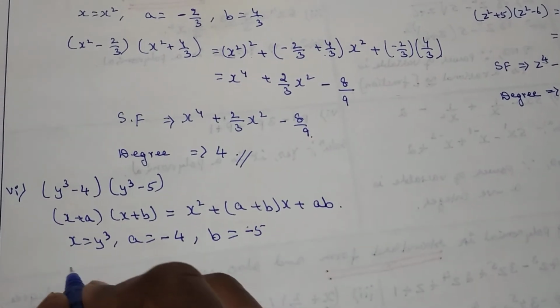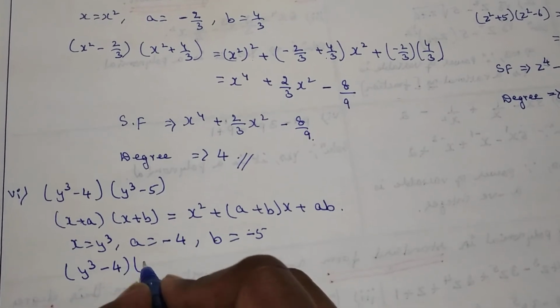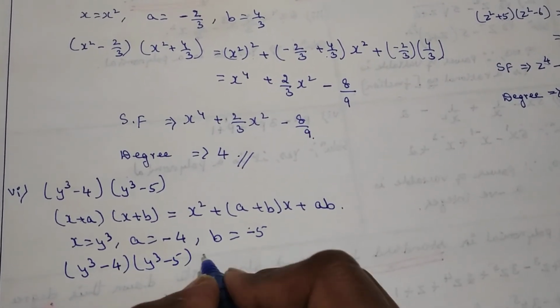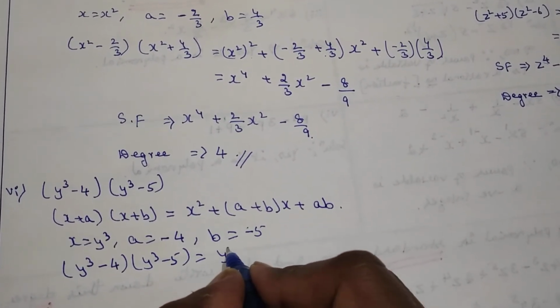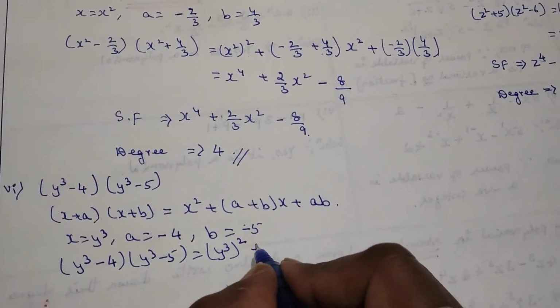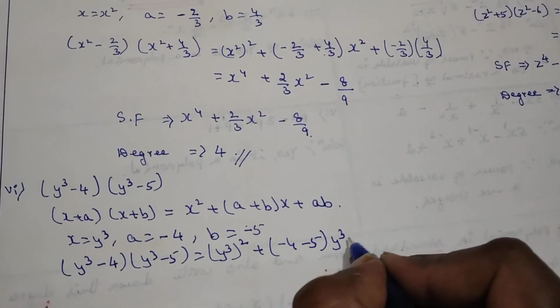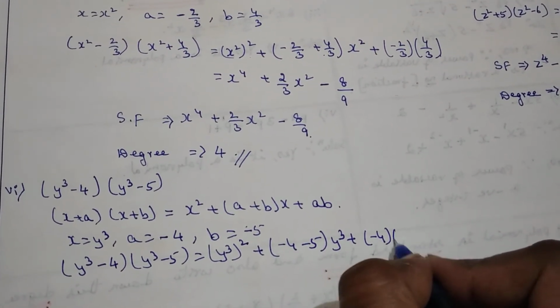Substitute these values in the identity: (y³ − 4)(y³ − 5) is equal to x², where x is y³, so (y³)² plus (−4 − 5) into y³ plus (−4) into (−5).